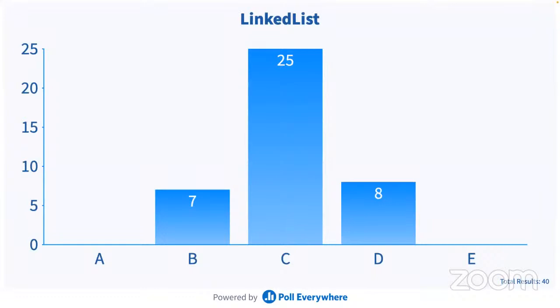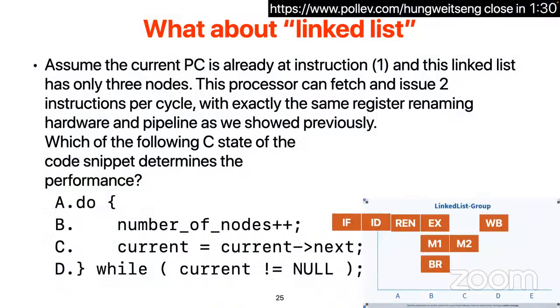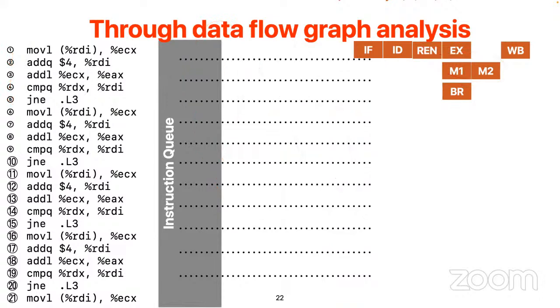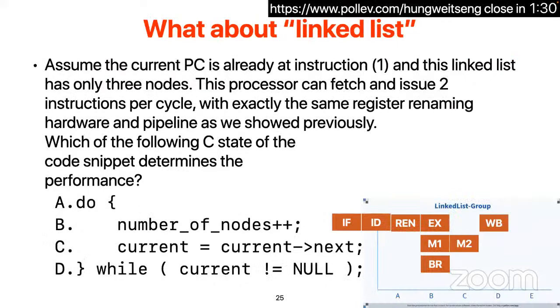Okay, so most of you think it is C. C is the line of current equals current next. Why? Can somebody give me the answer? Why is C the determining factor?